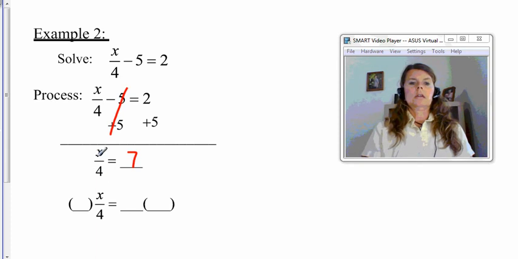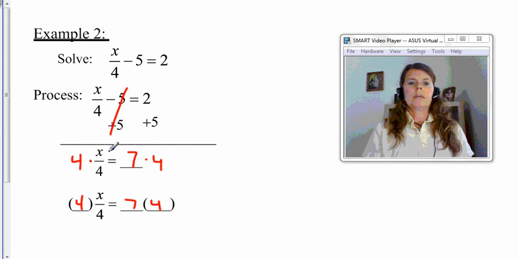Now the x is being divided by 4. To get rid of the division, the opposite of division is times. You can use a dot to mean times, or often in algebra we use a parenthesis to mean times. So I can write it this way up here, and this way down here. Then you times by 4, because what you do to one side of the equal sign, you have to do to the other. And this should be the 7 right here. That's just 7, and this 7 are the same.